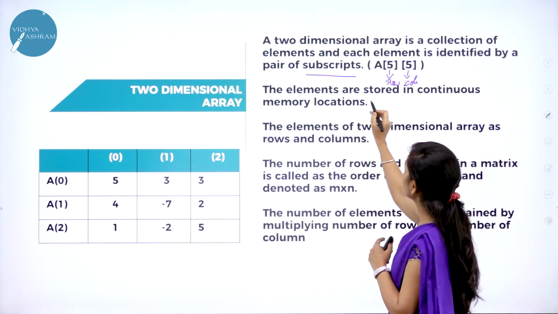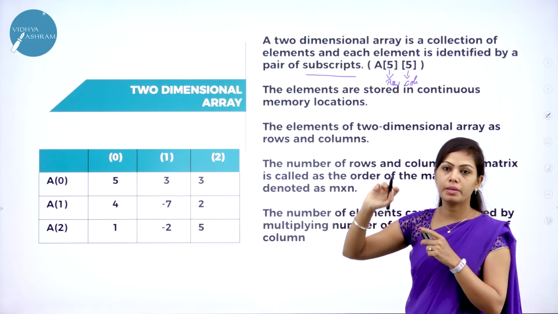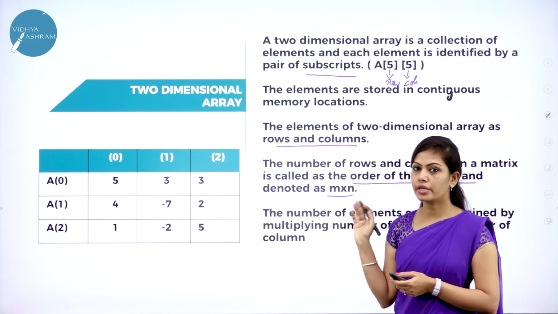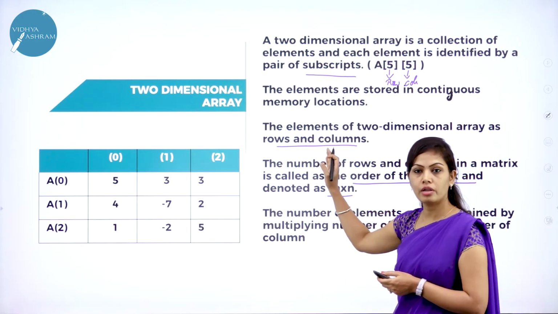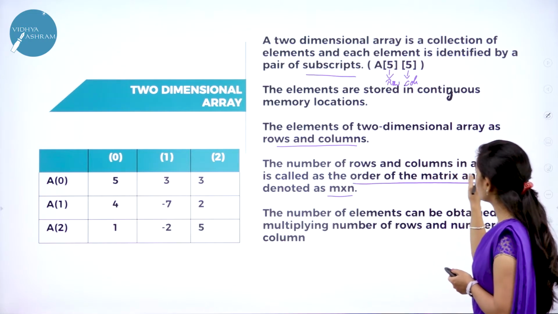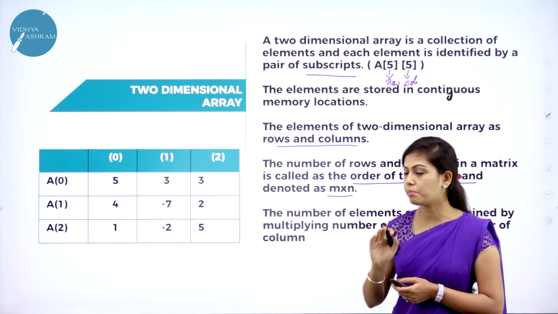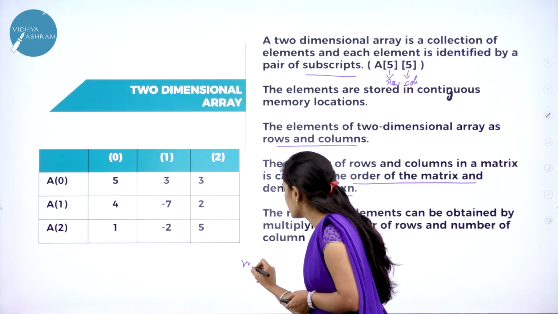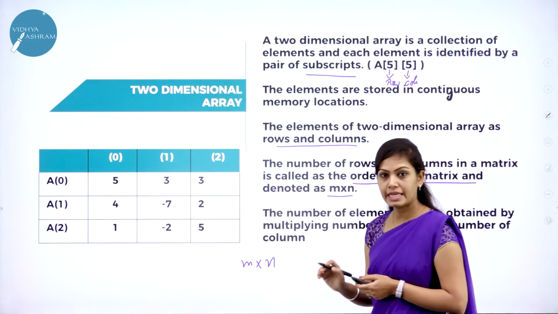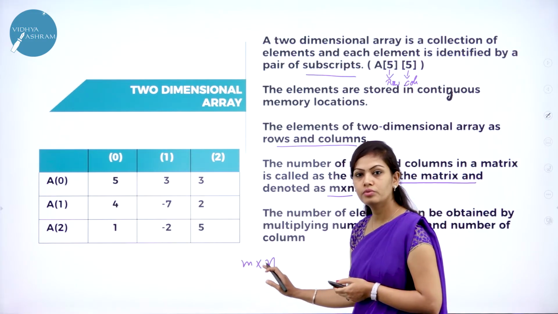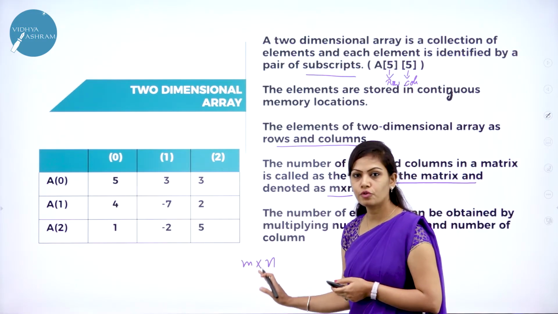And the elements are stored in contiguous memory. The elements of a two dimensional array we can call rows and columns, and the number of rows and columns in a matrix is called the order of the matrix, and it is denoted by m cross n. Example, 2 cross 2, 3 cross 3, 4 cross 4, etc.